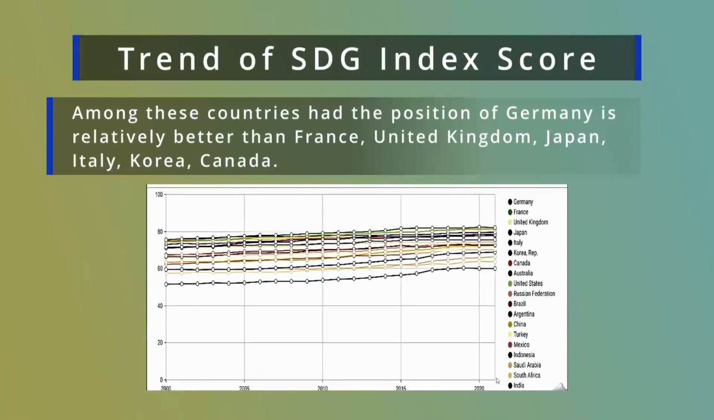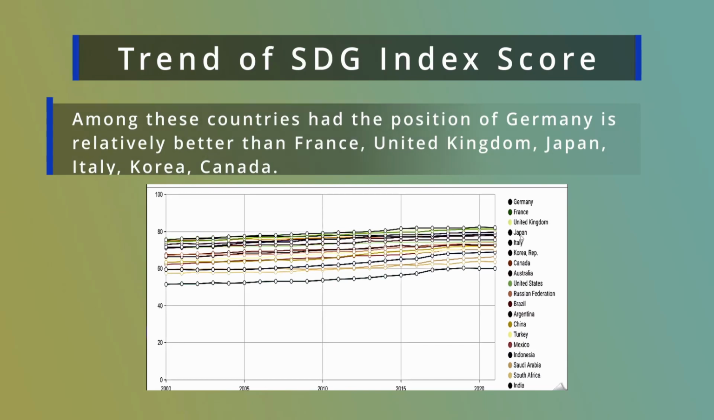Now we come to the trend of the sustainable development goals score over time. That is, what is the trend of SDG during 2015 to 2021. Not only that, this particular graph helps us to understand the long run trend of the aggregate SDG score for different countries, starting from 2000 to 2021. Among these countries, the position of Germany is relatively better, then France, United Kingdom, Japan, Italy, Korea, Canada.